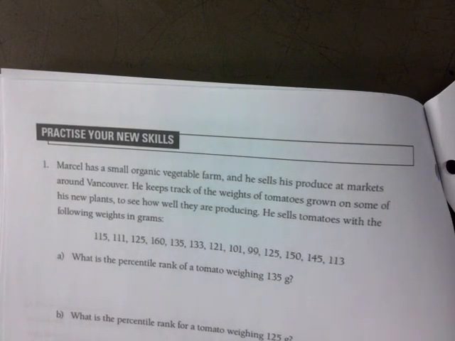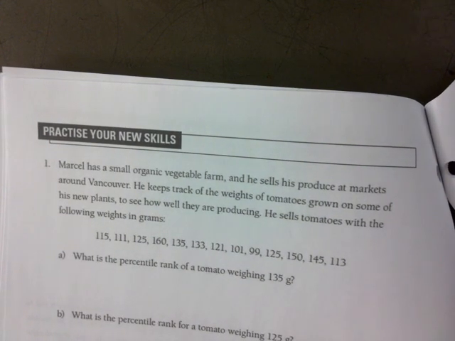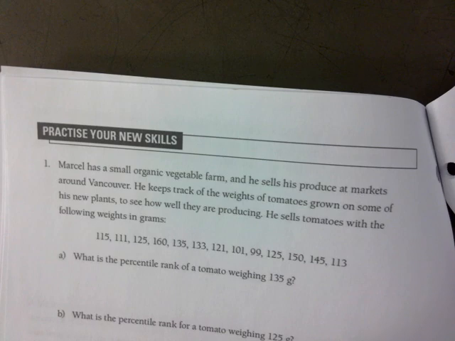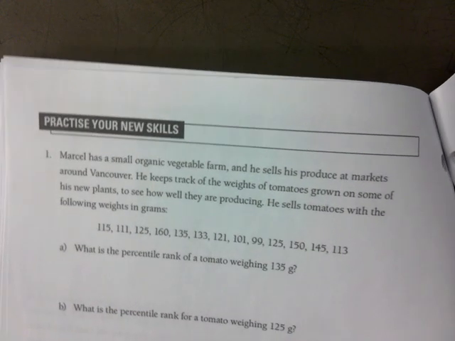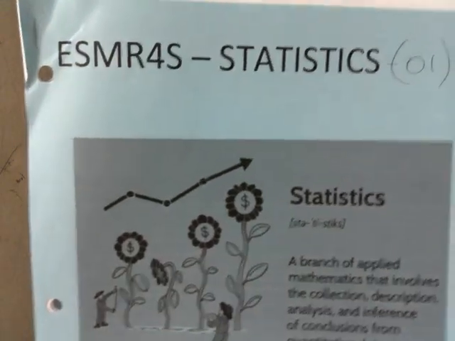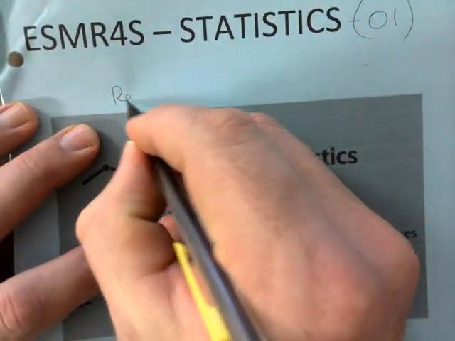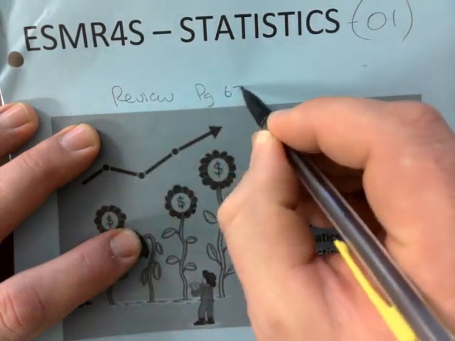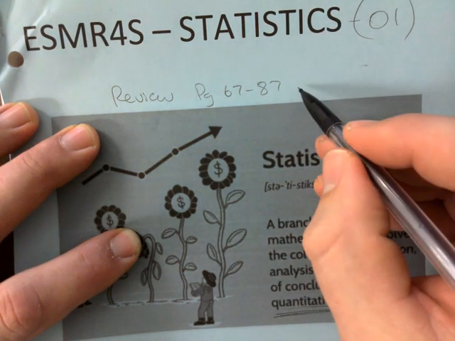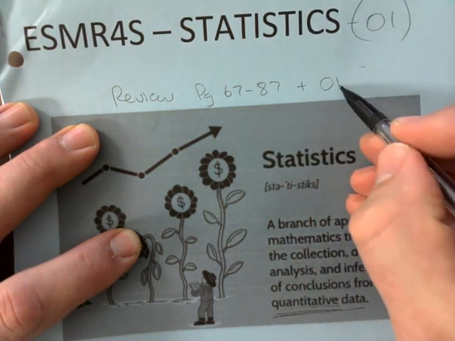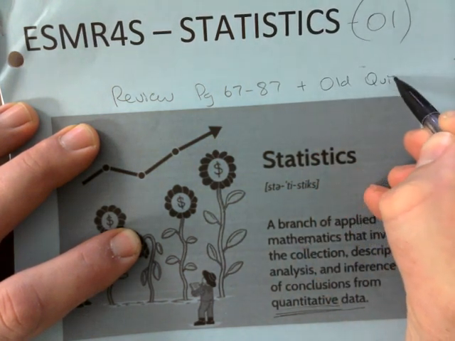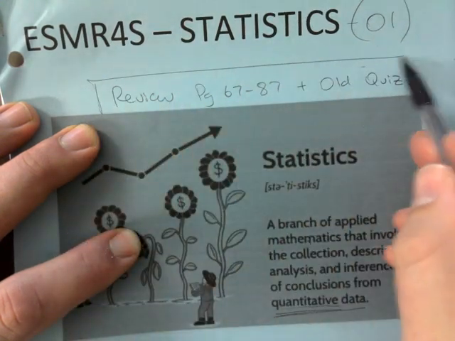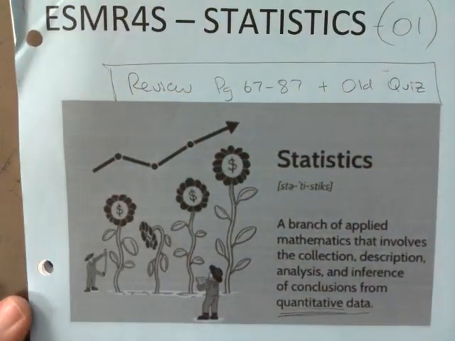Page 67 all the way to the end is just various reviews. So I'm going to say 67 to 87. I'm going to put that on the front of your booklet. Review. Page 67 to 87. Plus old quiz. That's what I'm going to give you if you want more.